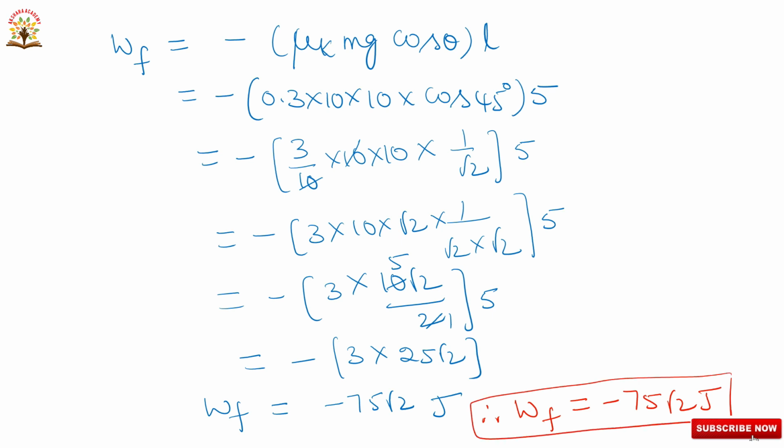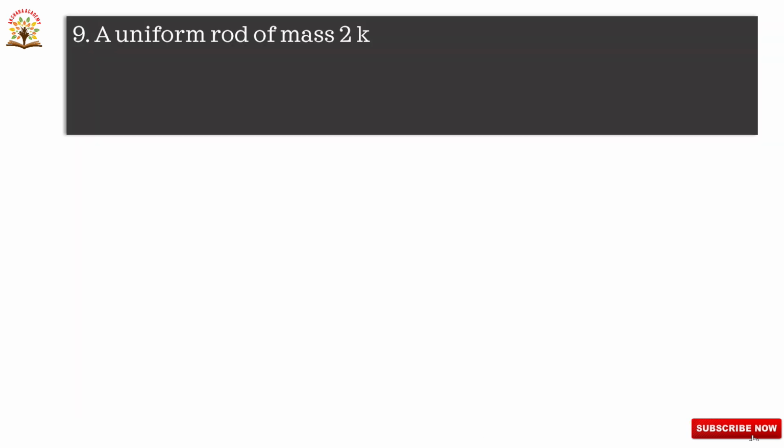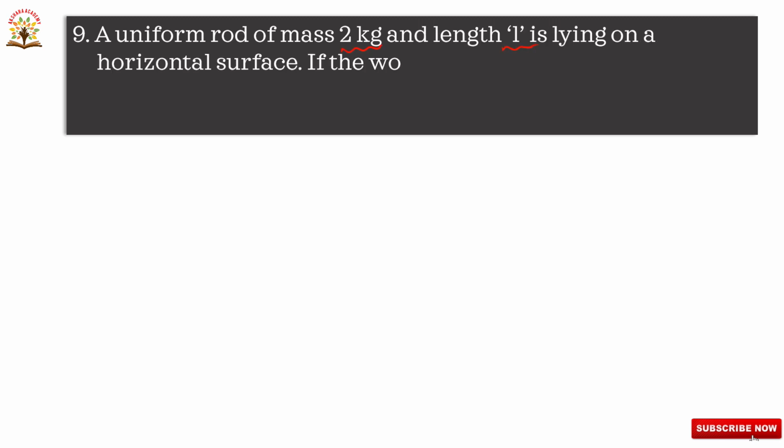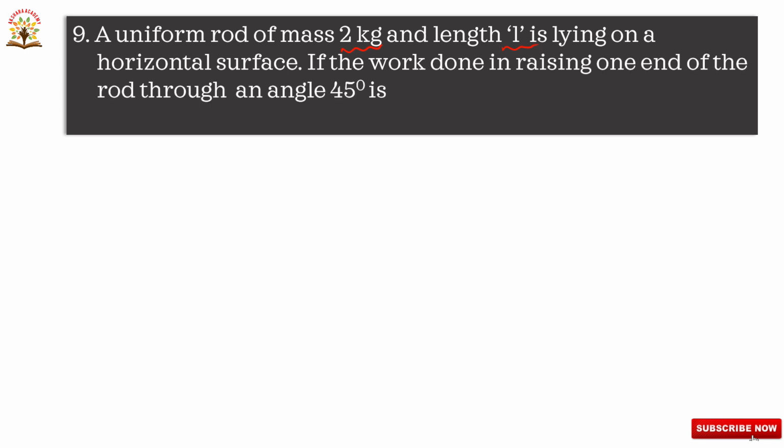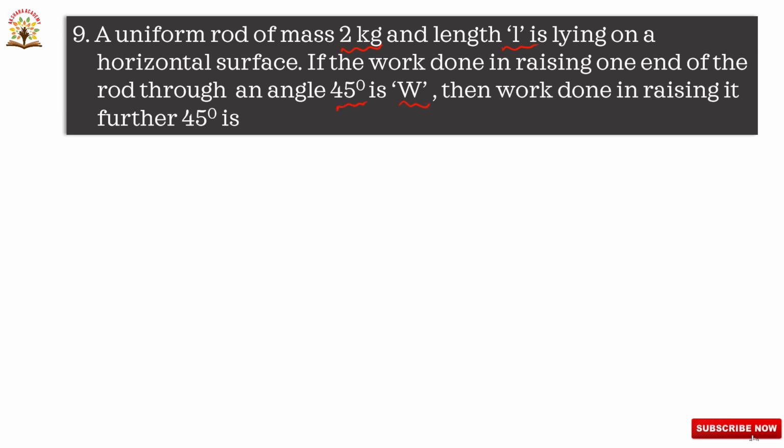Okay, this is the final answer. Okay, next we will go to the next question. A uniform rod of mass 2 kg and length L is lying on a horizontal surface. If the work done in raising one end of the rod through an angle of 45 degrees is W, then the work done in raising it further by 45 degrees is. Here we have to calculate the work done in raising it further by 45 degrees. Now let us go to the solution.